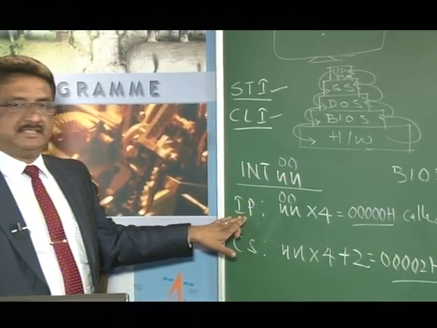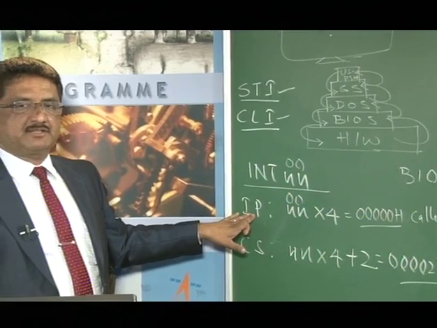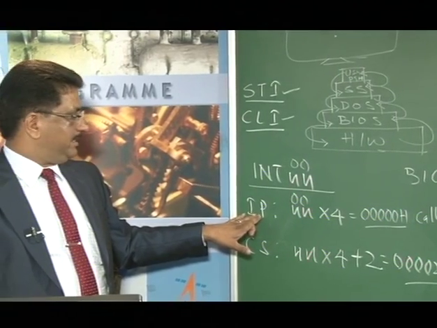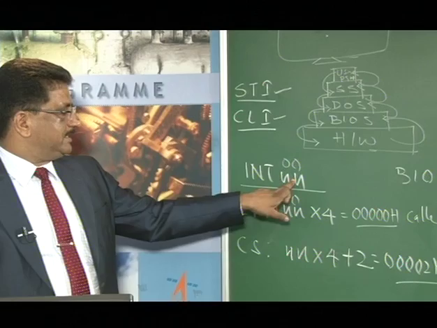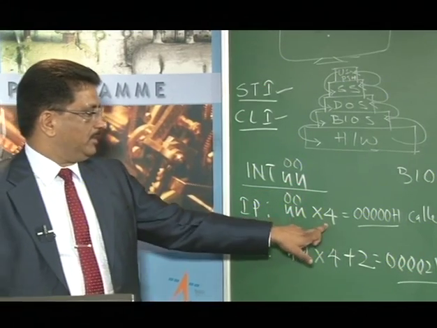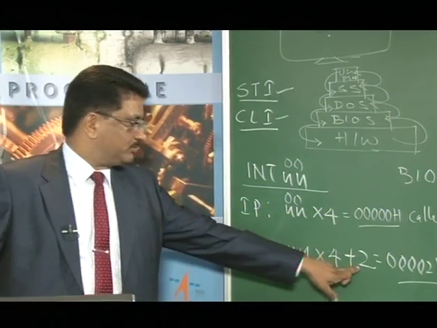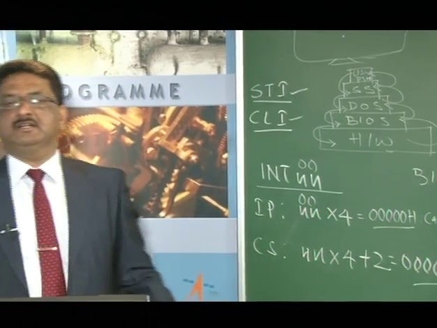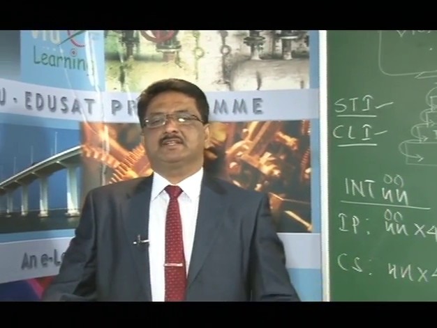So remember this. The address of the interrupt service routine is obtained from the IVT by multiplying the interrupt number n by 4, and then n times 4 plus 2 gives me the location for CS in the IVT.